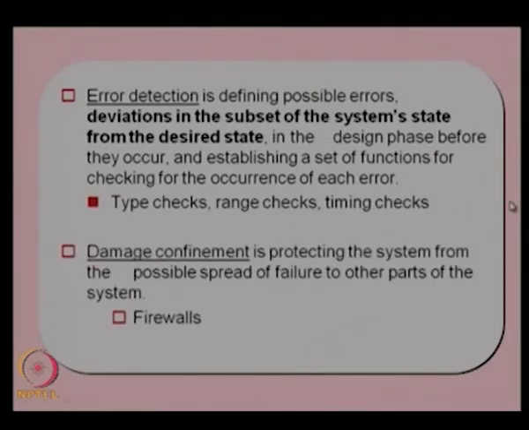And damage confinement is protecting the system from the possible spread of failure to other parts of the system. So if there is a failure, it should be prevented from spreading to other parts of the system, and this is known as damage confinement. Normally firewalls are provided in order to prevent this from happening. So whatever the damage, it will be confined to a particular region only, and it will not spread to other areas. So that is damage confinement.